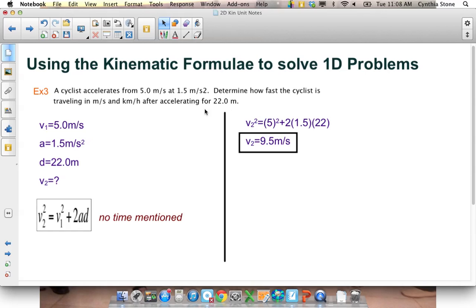Notice again, there's no time here. So I just go ahead and choose a formula with no time. Substitute in and solve. I didn't do this part here, and I'm just going to leave it actually. But just so you remember, if I was going to do this, I would just take my 9.5 meters per second and multiply it by 3.6. So it's going to be about 35 kilometers per hour. I guess I only get level 3 for this one. Anyway, but 9.5 meters per second is a reasonable answer for a cyclist.